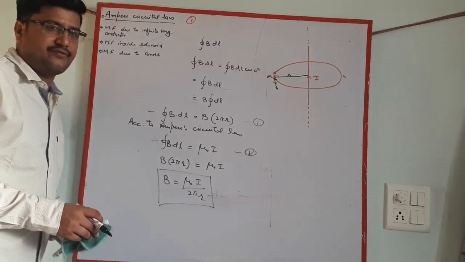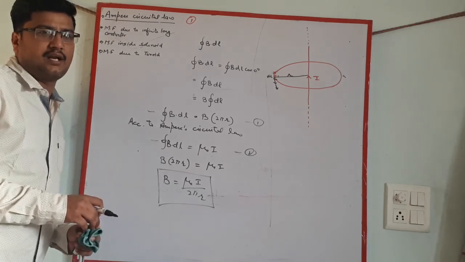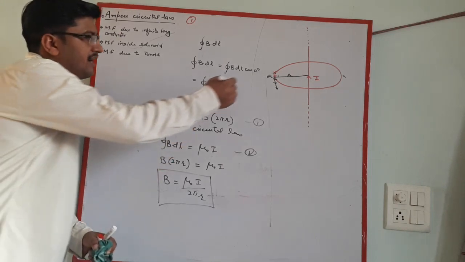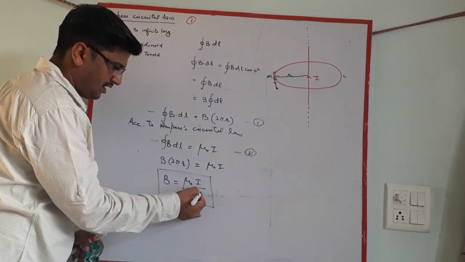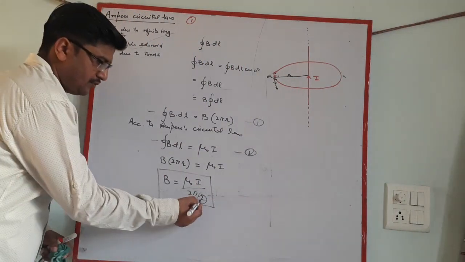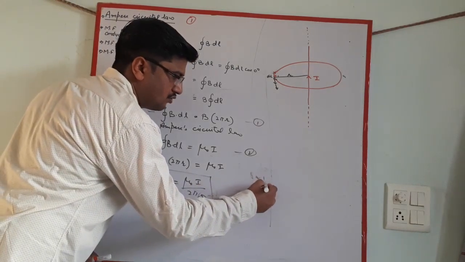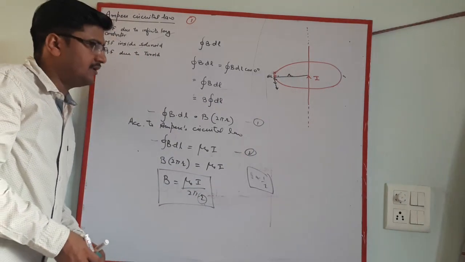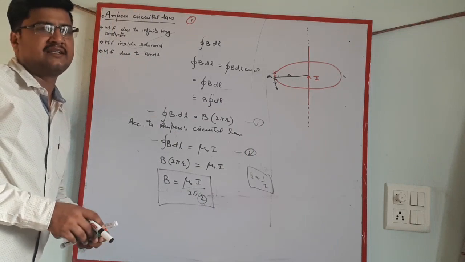A few points we can note from here: the field at every point of the circle of radius r is the same. The magnetic field at every point is the same because it depends upon r, and on the circle r is constant. Mu is constant, I is constant, 2 pi is constant. It varies with r. B is inversely proportional to r. So because for a circle r is constant, therefore B is the same for all the points on the circle.